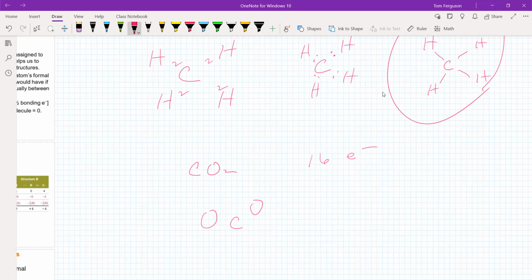So you put the less electronegative one in the middle. Oxygen is more electronegative than carbon, so you're going to put the carbon in the middle. First thing we're going to do is bond carbon and oxygen. That's going to take up 2 electrons, right?